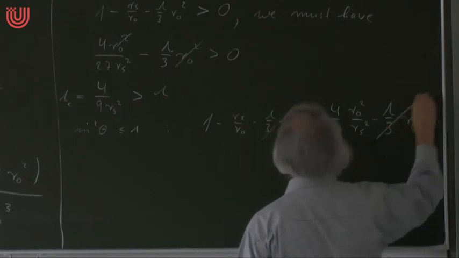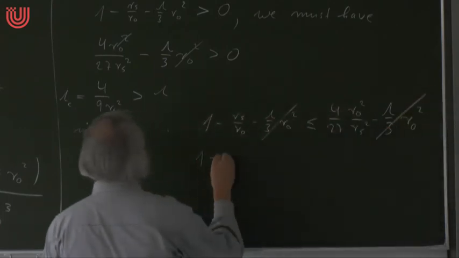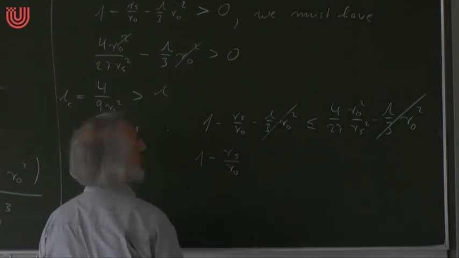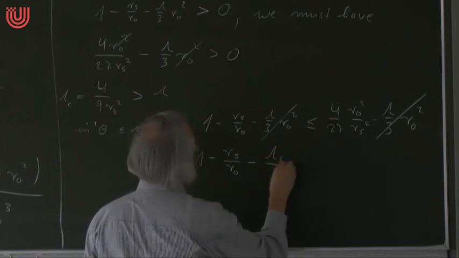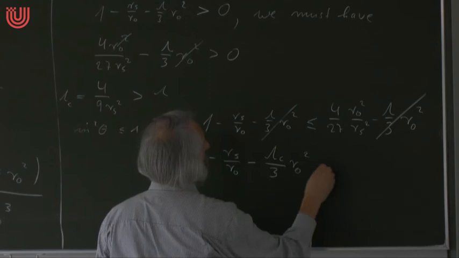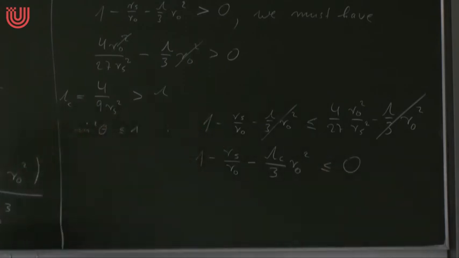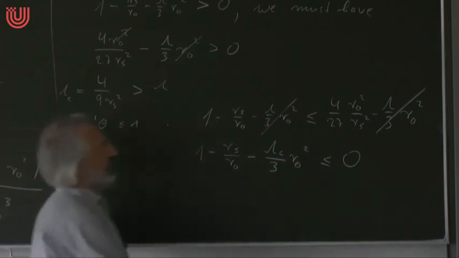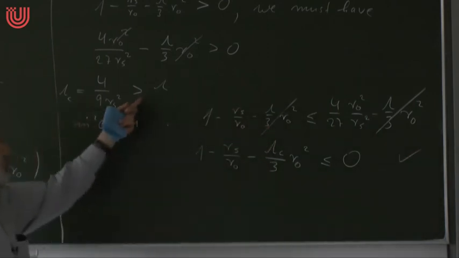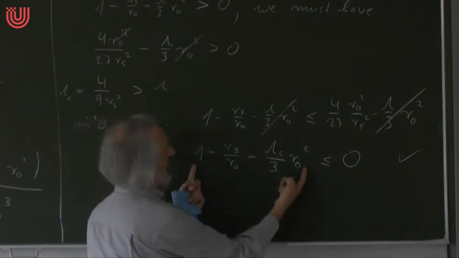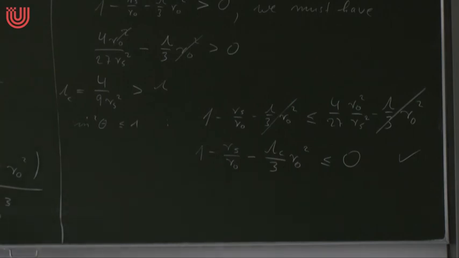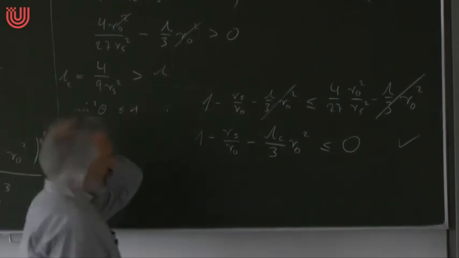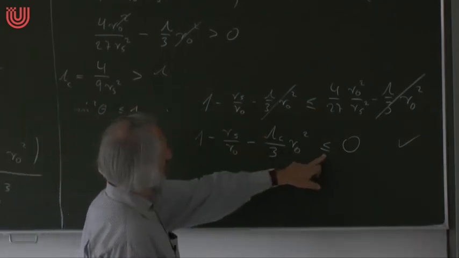And clearly this goes away. And then we have 1 minus R_S over R_0. Let's take this to the other side. Then we see this is precisely lambda critical divided by 3 R_0 squared must be smaller or equal than 0. But this is satisfied, because if lambda is smaller than lambda critical, then we have this condition satisfied. Yeah, in the limiting case we have exactly the equality here.